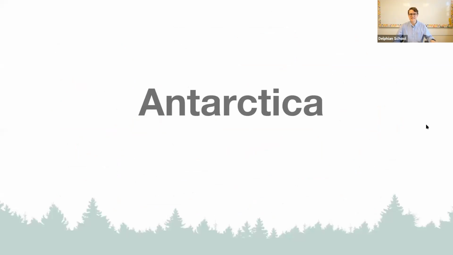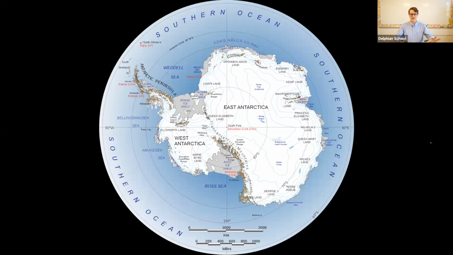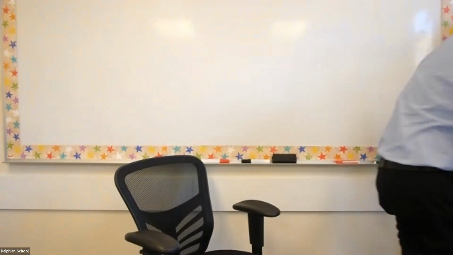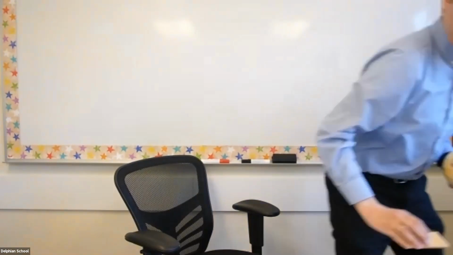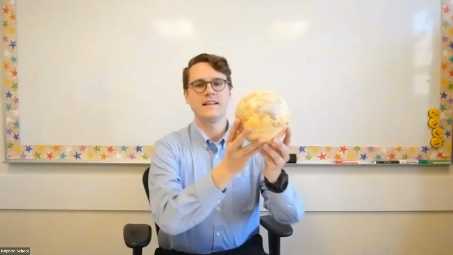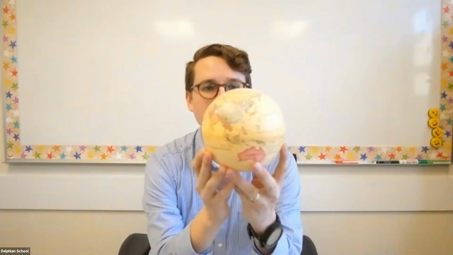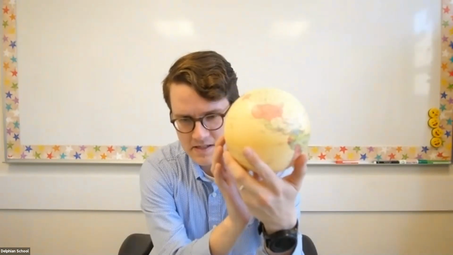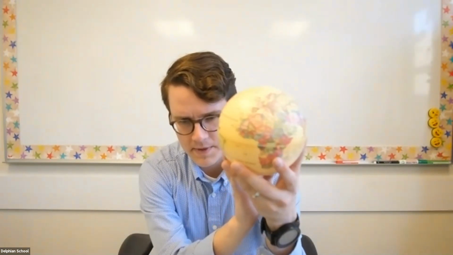Okay, the next continent in our alphabetical list of continents is Antarctica. Okay, here is, do I have a globe? I do have a globe. Let me grab it really quick. Here's a globe of the Earth, and we can see this pretty well here. It's a little fuzzy, I know. But there we go.